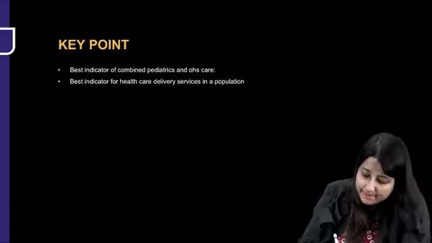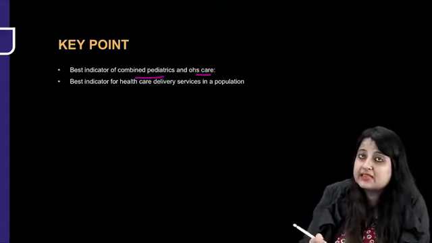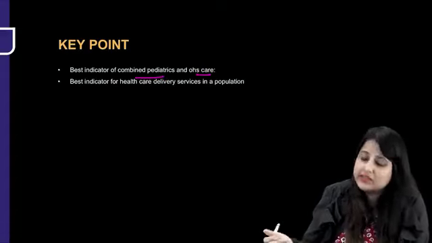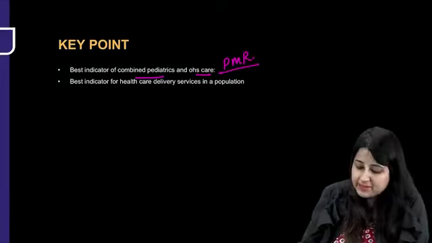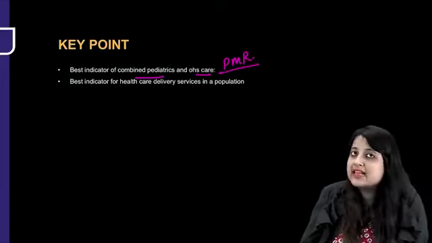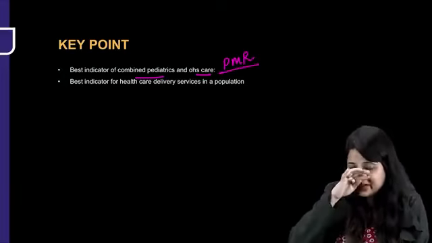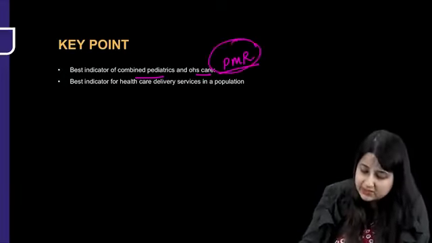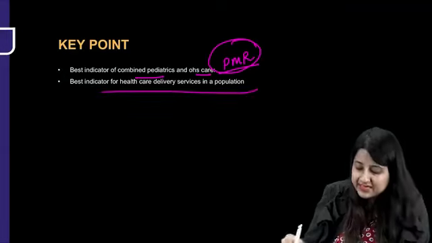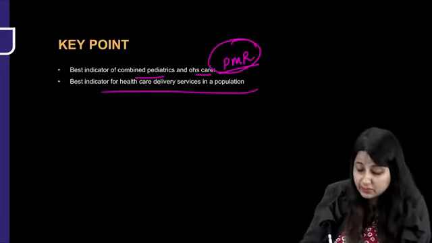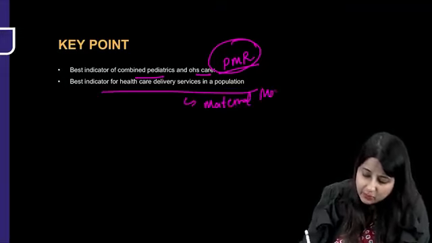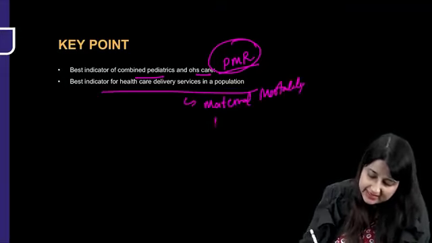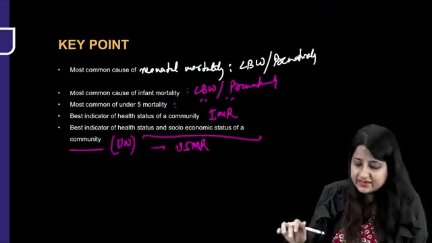Best indicator of combined pediatrics and obs care, that means when the baby is in the womb and when the baby has come after, so perinatal, PMR. Why perinatal? Because it's death beyond 28 weeks of gestation plus the first 7 days of life. So perinatal mortality rate. Best indicator for healthcare delivery services in a population, please remember, is maternal mortality ratio. That is again very important.